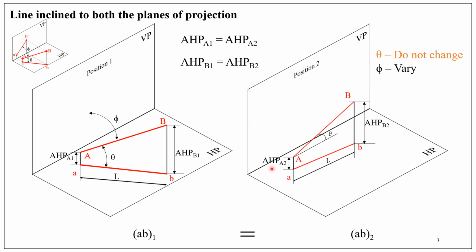What happened to this trapezium in position 2? We notice from the geometry trapezium ABBA orientation is changed and not size. Just orientation. That means the angle phi is varied. The size remains the same. What is that size? Height of points A and B above the horizontal plane and the top view length.